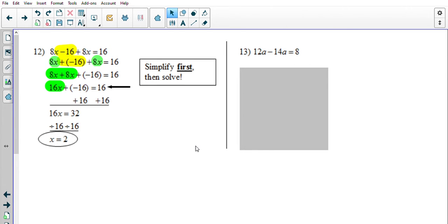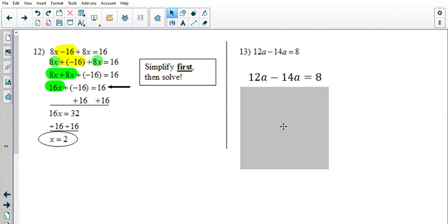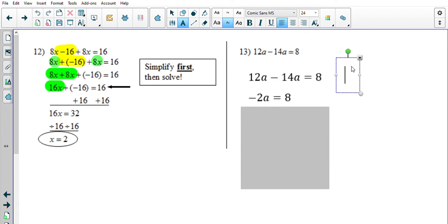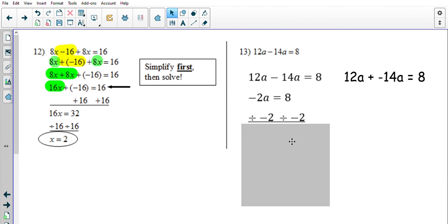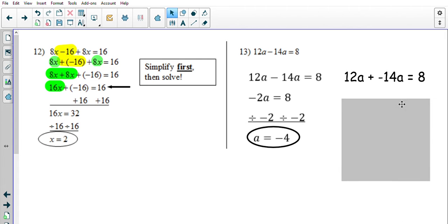So number 13, we have 12a minus 14a equals 8. 12a minus 14a is negative 2a. Now, you can always add the opposite here, even though the like terms are side by side. So we have 12a plus negative 14a. If you choose to add the opposite, that will still get us negative 2a equals 8. Now it's just a one-step equation. The inverse of multiplying by negative 2 is to divide by negative 2, so we'll show that on each side. 8 divided by negative 2 gets us negative 4 for our solution.